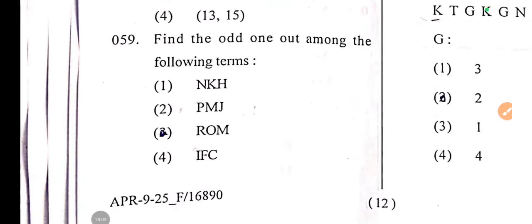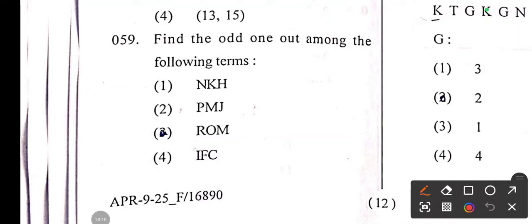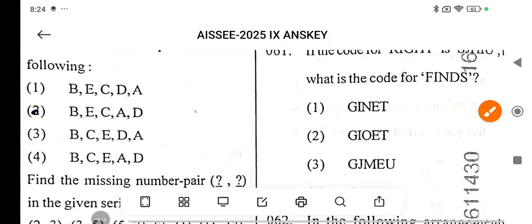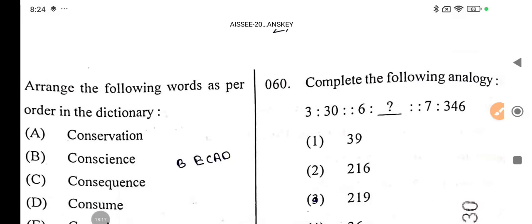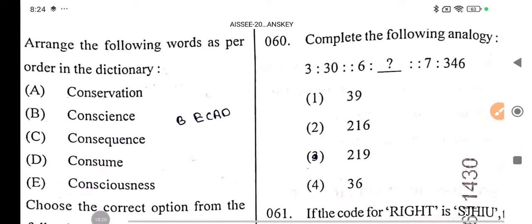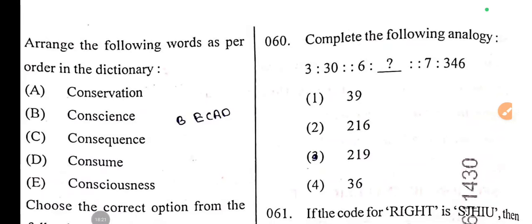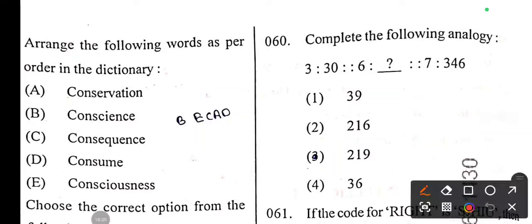Question number 59. Find the odd one out among the following terms. Answer option 3, ROM. Question number 60. Complete the following analogy. 33 is related to 30 in the same way 6 is related to question mark and 7 is related to 346. Answer option 3, 219.